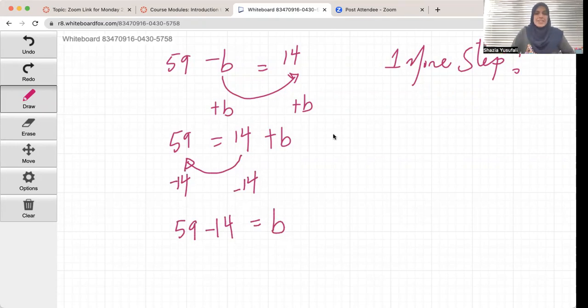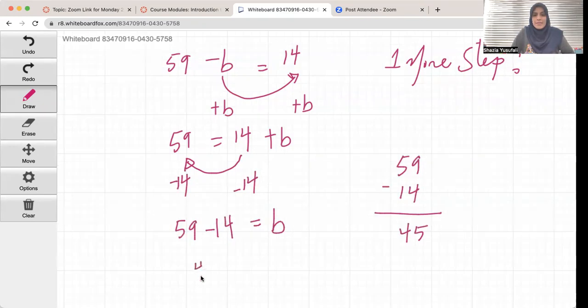I love that. So let's do some calculations. 59 minus 14, this gives us a 5. This gives us a 4, right? 4, 5, 6, 7, 8, 9. Yep, we got our 5. We got our 4. Therefore, 45 equals b.